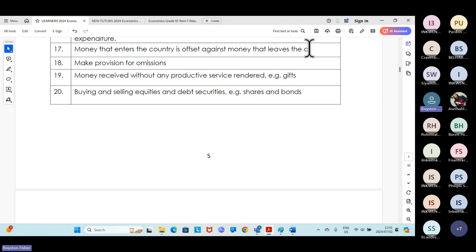And then number 20. Number 20, we buy and sell equities and debt securities, for example, shares and bonds. So where do we go to buy that, or what would that be known as? That would be known as your portfolio investments, also known as hot money. So that is macroeconomics. Yes, the JSE would be a platform where you could go and buy and sell your equities. Thank you so much.